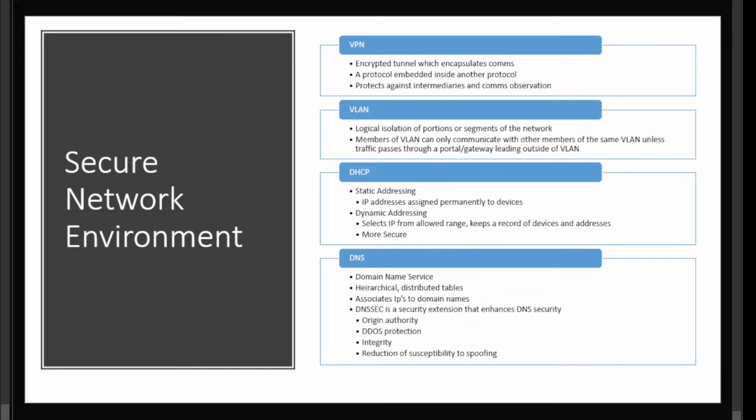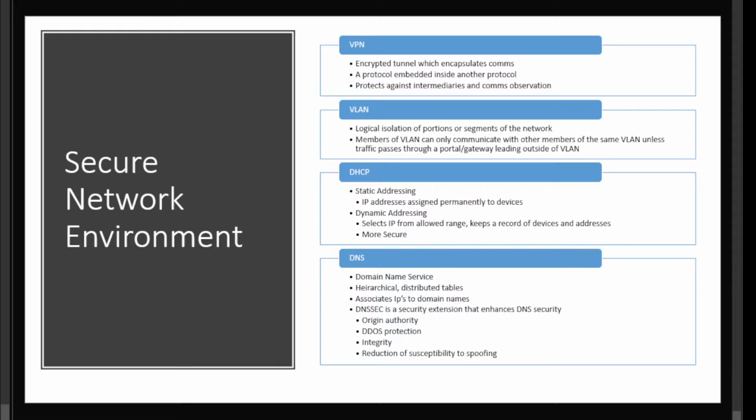So, securing the network environment. First and foremost, utilizing a VPN, which is an encrypted tunnel that encapsulates communications into, as it says, a tunnel, not easily accessed from the outside. A protocol embedded inside another protocol is what you could describe it as. And it protects against intermediaries and communication observation.